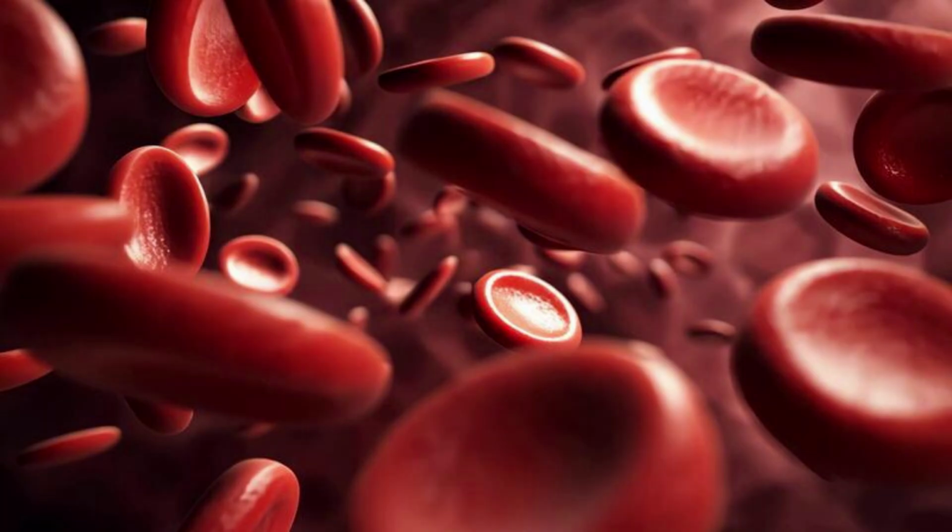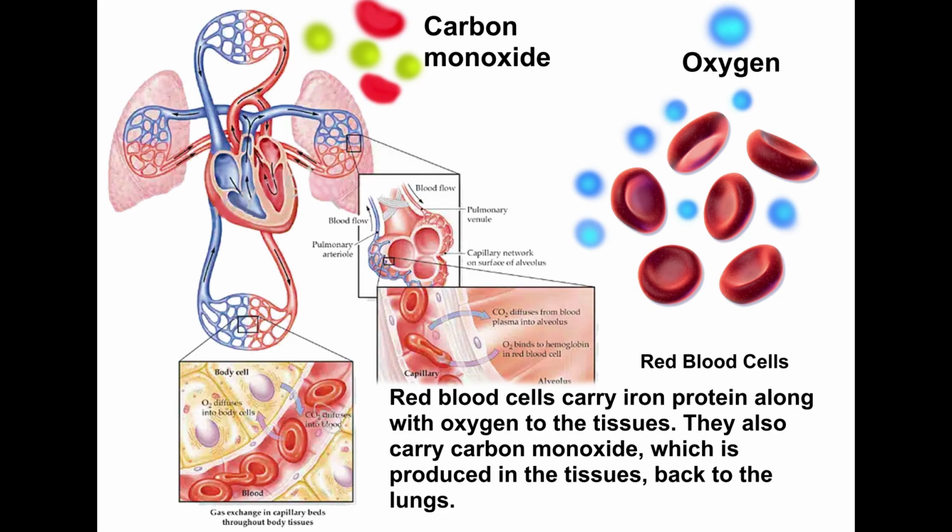Red blood cells, or erythrocytes, are the most abundant cells in the blood and are produced in the bone marrow. Their main function is to transport iron protein in blood cells, along with hemoglobin, to body tissues with oxygen from the lungs and to return carbon dioxide produced in the tissues to the lungs. The lifespan of red blood cells is approximately 120 days.